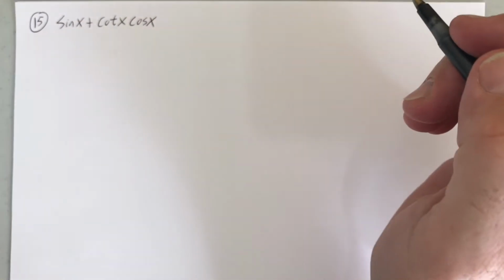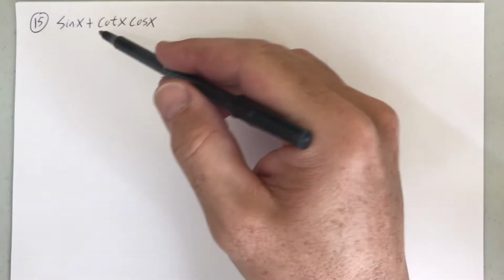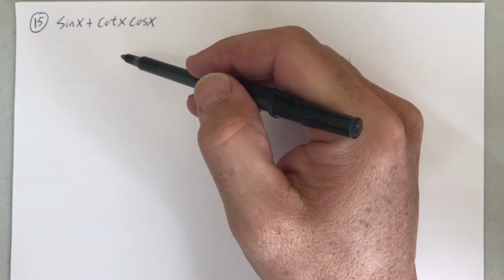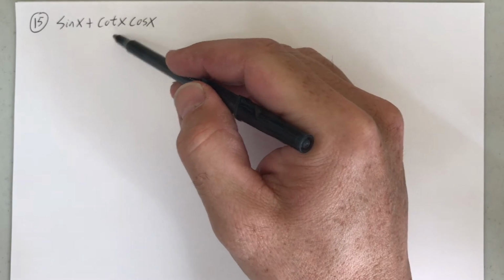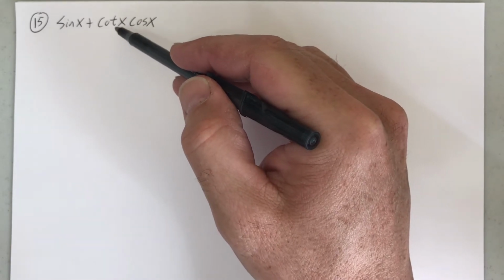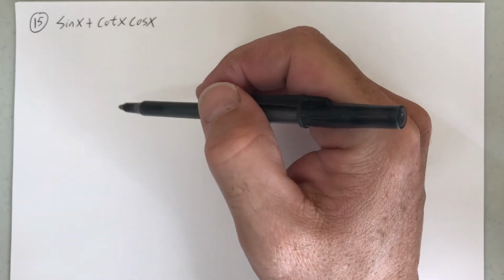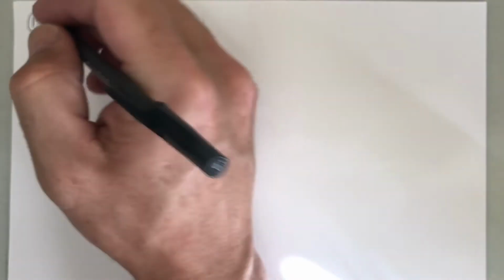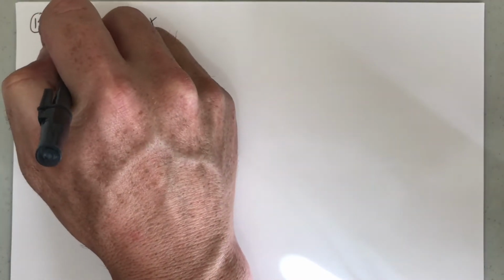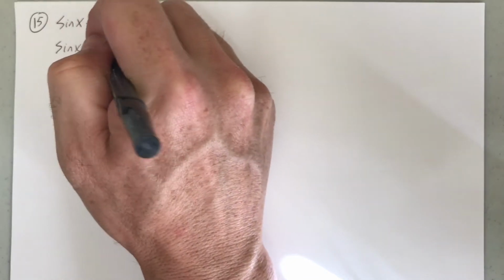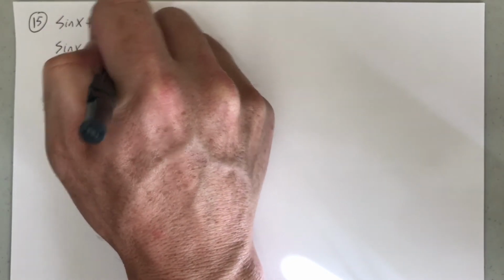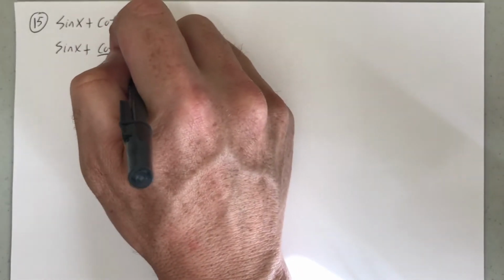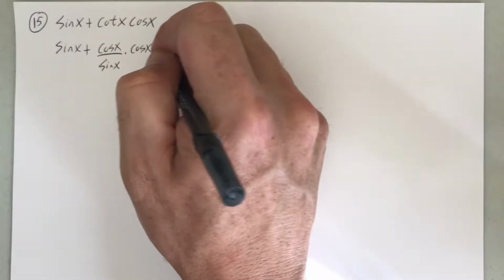All right, guys, so let's take a look at number 15. So we get sine x plus cotangent x times cosine x. So what I'm going to do here is replace cotangent x with cosine over sine. I'm just going to change everything to my sines and cosines. Remember, that was one of our strategies. So when I do that, I get sine x plus cosine x over sine x times cosine x.